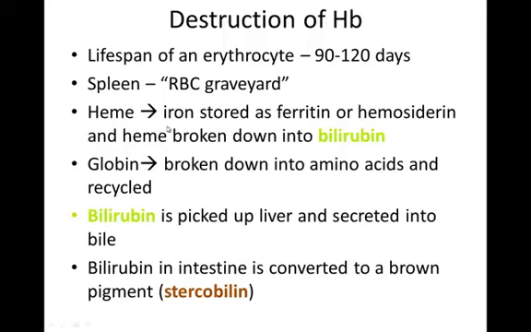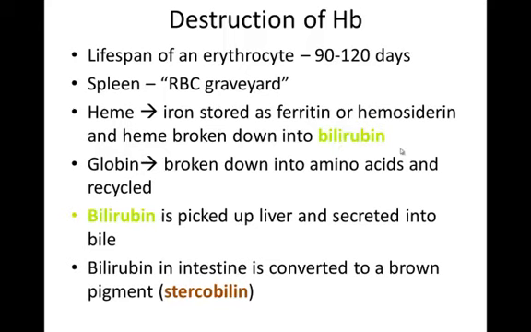The harder part is to figure out what happens to the heme. The heme is a red pigment. We're going to take the iron out of that pigment and store it inside of our cells as ferritin or hemosiderin. But the pure red pigment is going to be broken down into a yellow-greenish pigment called bilirubin.